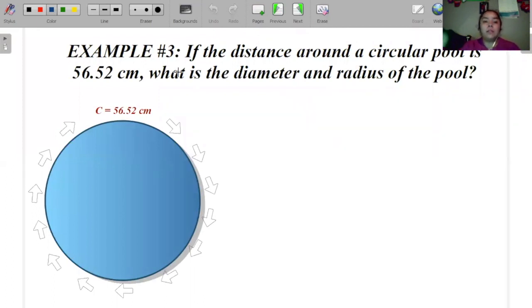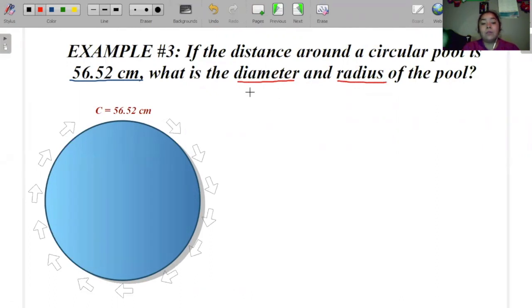Okay, so now let's do our last example. For this one, it says if the distance around a circular pool is 56.52 centimeters, what is the diameter and radius of the pool? Here they're giving us C, our circumference, saying that the circumference is 56.52. So the distance around the circle is 56.52. Now we have to find the diameter and the radius.